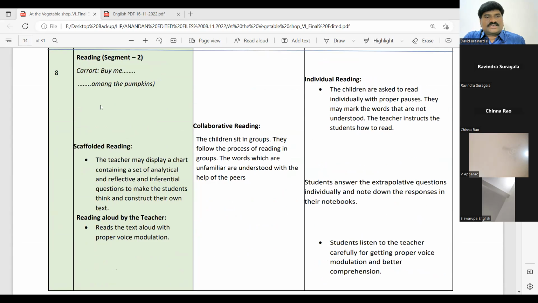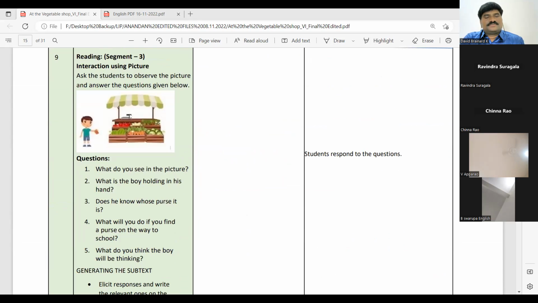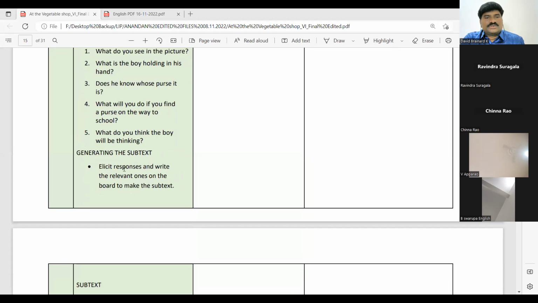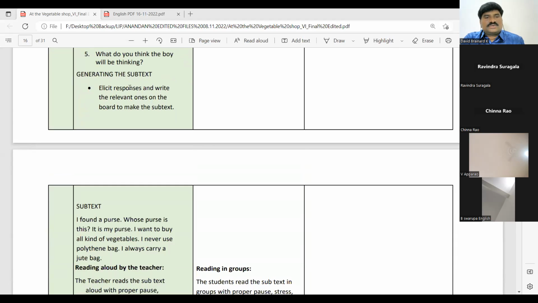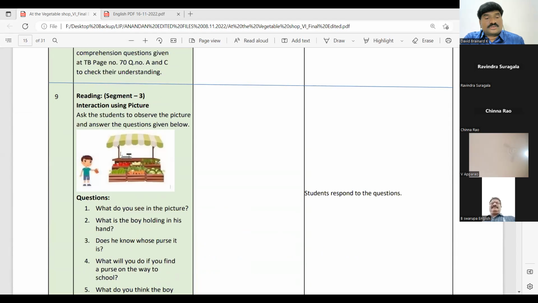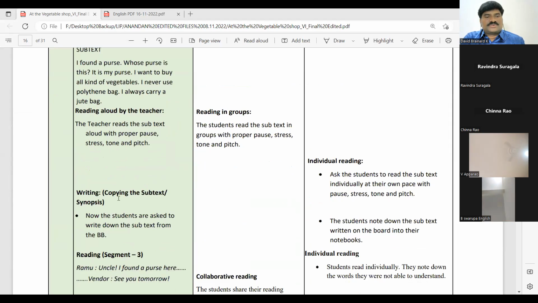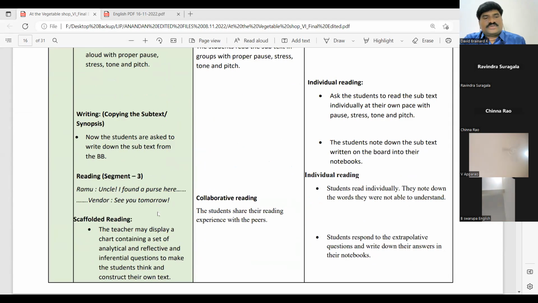So segment two, again, same thing. It will have individual reading, collaborative, scaffolded, and so on. And segment three, again, we have a picture here that is also taken from the textbook. We had some interaction with these questions. We tried generating subtext. Yes, there was subtext possible here. I found a purse. Whose purse is this? This is my purse. So this is based on the text, on the picture. After this, there is reading aloud by the teacher, and the students also read in groups. They read individually also. Then they copy down the subtext. So this is the process that we need to remember.